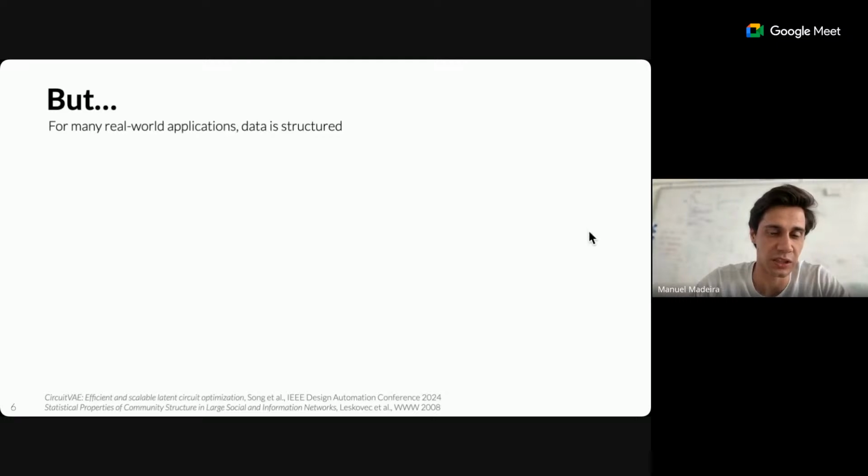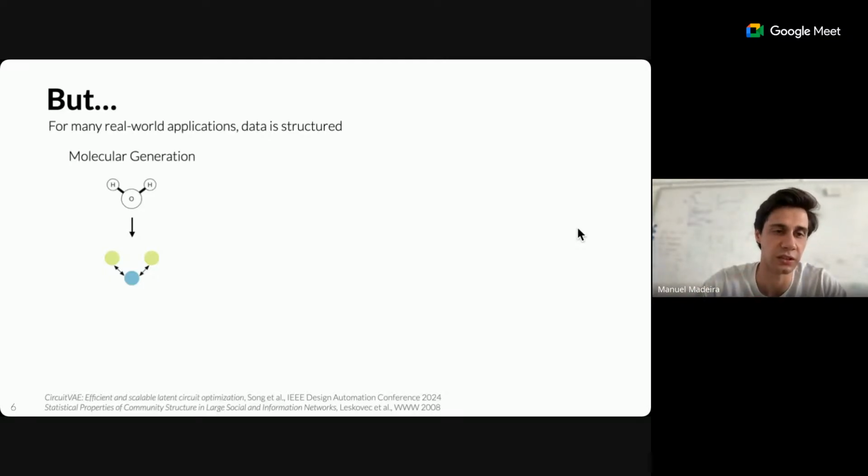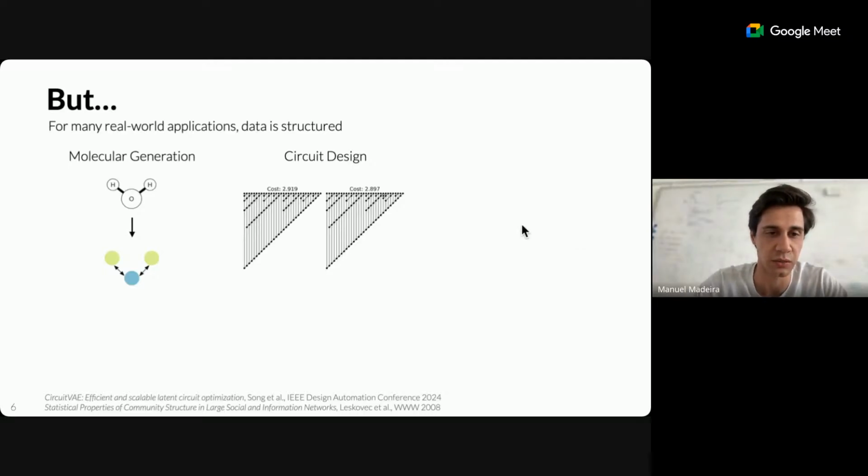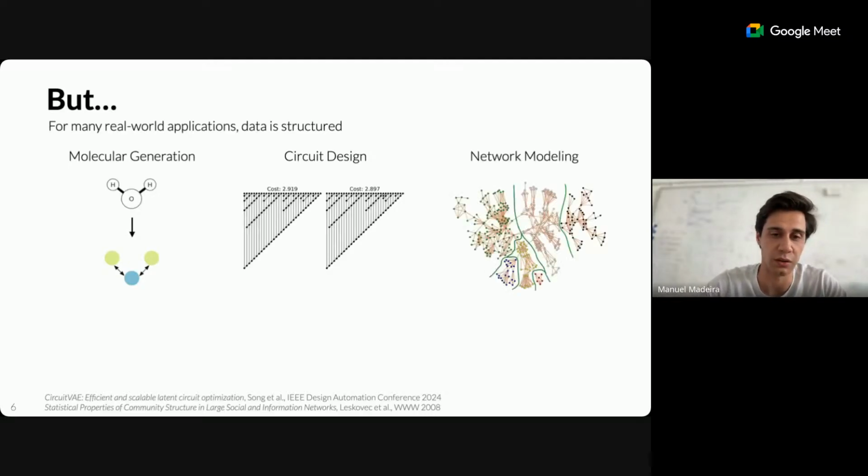But for many real applications, data is structured. For instance, in the case of molecular generation, we want to understand whether and how the different atoms interact, so that we can build new molecules that are not in our training set. In the case of circuit design, we want to rearrange the electronic components to optimize given criteria while still adhering to some physical constraints. In the case of network modeling, we want to understand how diseases propagate through contact networks, for instance in the case of epidemics, or how information spreads through communication networks in the case of social media.